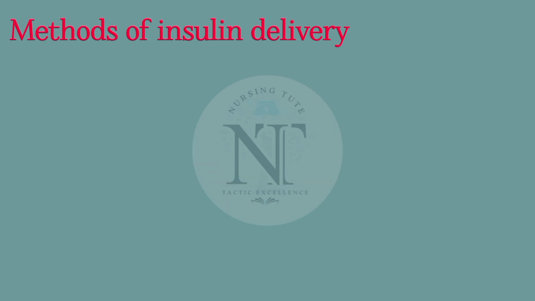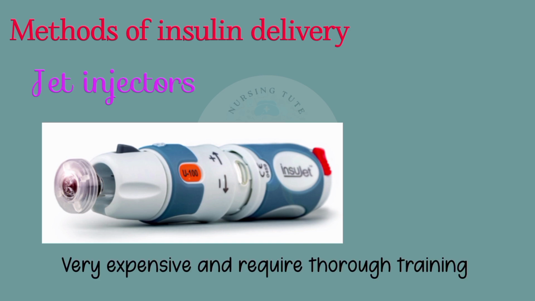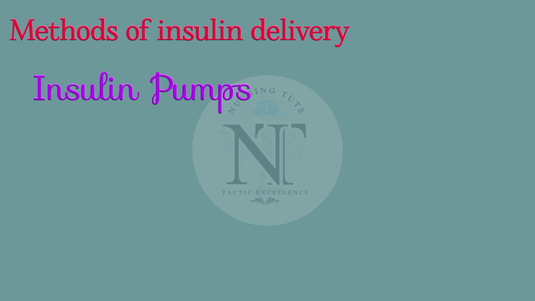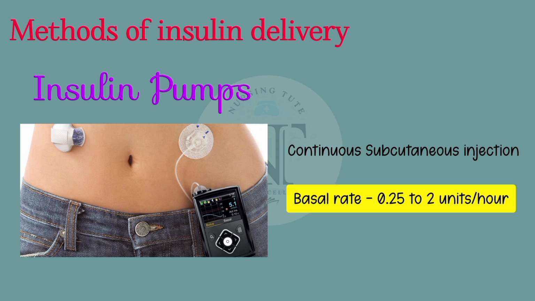Next, jet injectors, as an alternative to needle injections. It is very expensive and requires thorough training and supervision when used the first time. Next, insulin pumps. Continuous subcutaneous insulin infusion involves the use of small externally worn devices that closely mimic the functioning of the normal pancreas. When an insulin pump is used, insulin is delivered by subcutaneous infusion at a basal rate. Example, 0.25 to 2 units per hour.